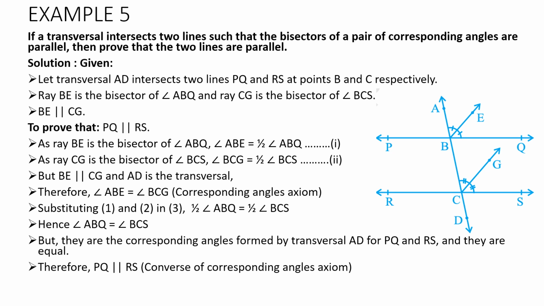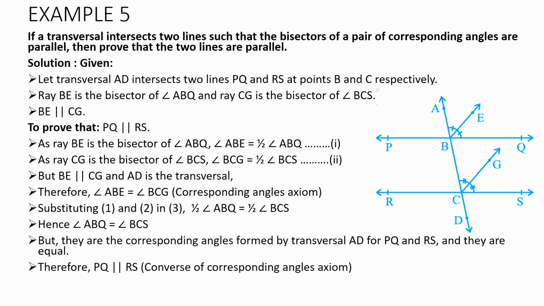So angle ABE and angle BCG will be equal. Why? Because now they are corresponding angles. BE is parallel to CG and AD acts as a transversal. So these two angles, angle ABE and angle BCG, are corresponding angles, so they will be equal.